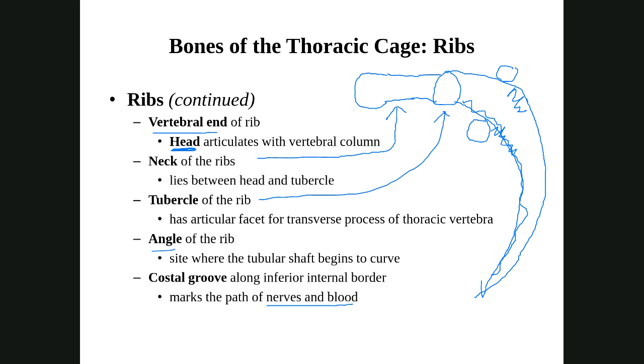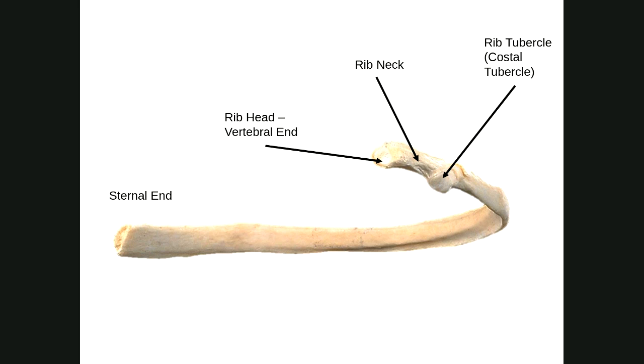I'll show you a much better picture here. So this is where we have that groove. You can see it here. There's the groove right in there. And that's where your blood vessels and whatnot are. So we don't want to put the needle here. It's too close. We'll put the needle up here because there's nothing at the top. So here's the head. And then where it starts to narrow down is the neck. Then you've got a bump here. That's the costal or rib tubercle.